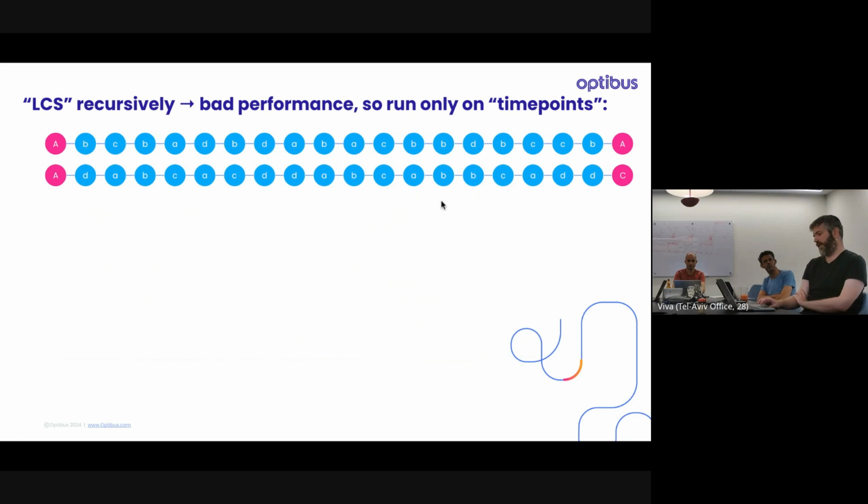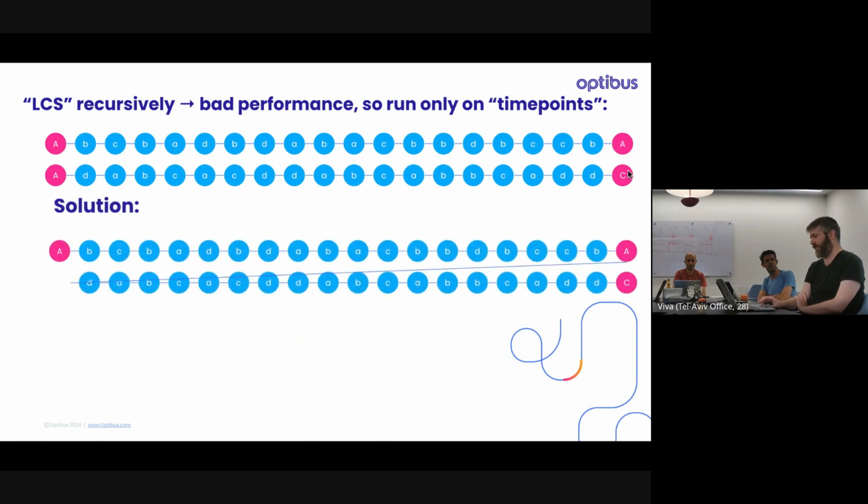Because we run it only on time points, what will be the result? We run our algorithm on AA in route 1 and AC in route 2, and the solution of our algorithm will be AAC. This is the solution, and we copy all of the sequence between the time points. We copy it again, so we get this huge list of stops between these two stops of route 1 in the combined route, and also this huge list of stops from route 2.